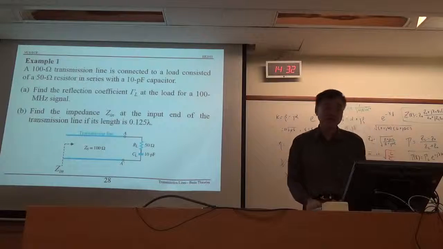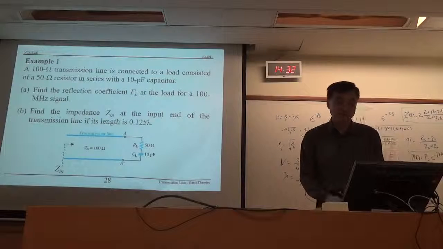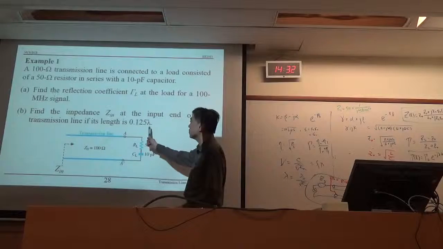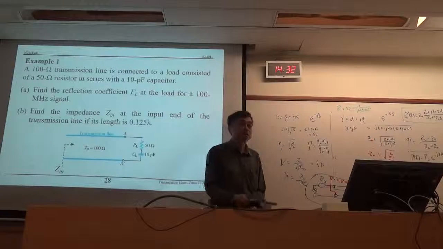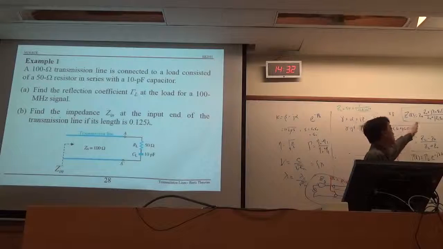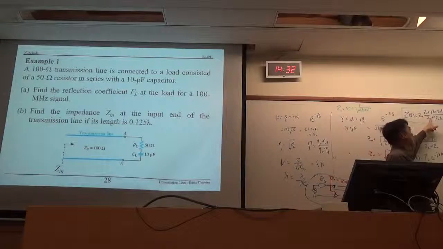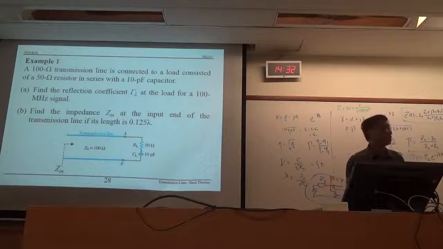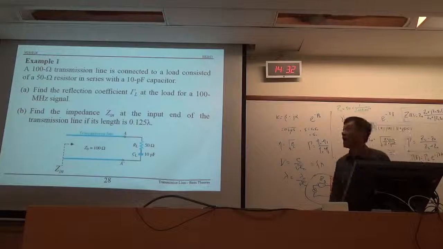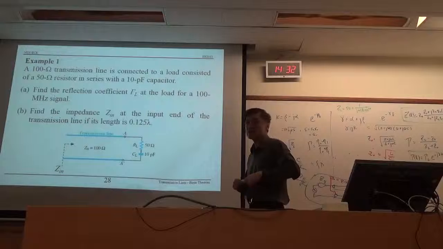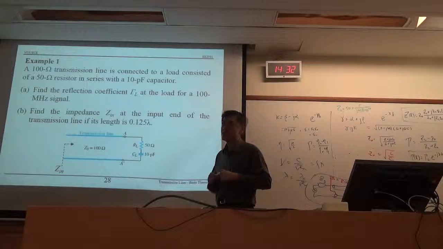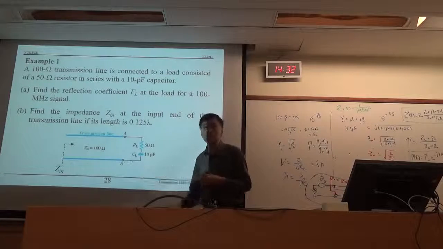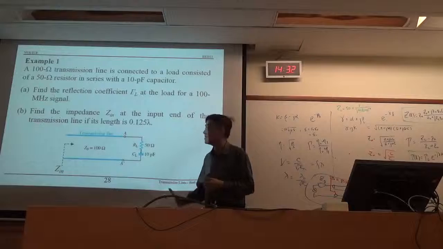Now, the next thing is to find the input impedance Zin at the input end of the transmission line. Its length is 0.125 lambda. This is a direct application of this formula. I know ZL, I know Z0, and I know L. K, actually, I do not know at this point. Do I know K? Epsilon r is not given, the velocity is not given. I do not know K.